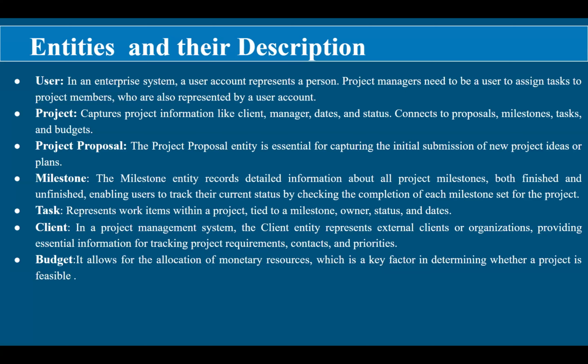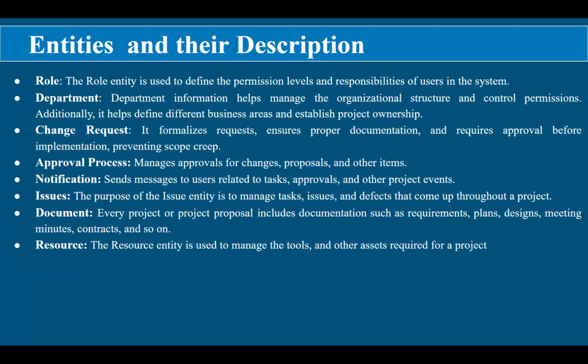The client entity captures external client or organization details for tracking project requirements, contacts, and priorities, while budget helps allocate financial resources and assess project feasibility. Next, the role entity defines user permissions and responsibilities, and department information supports organization structure, permissions, and project ownership. To ensure control, the approval process manages decisions for changes, proposals, and tasks, while notifications keep users informed about events like approvals and tasks.